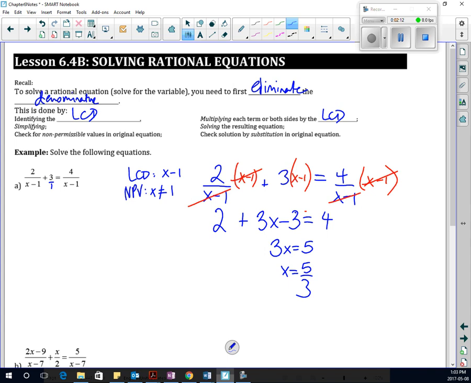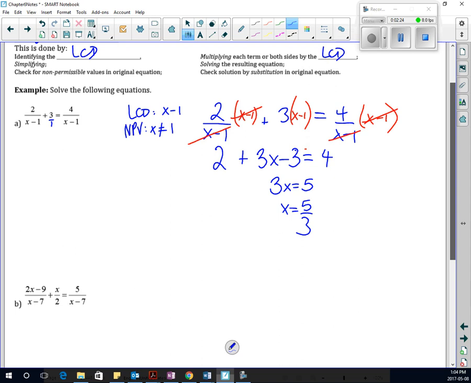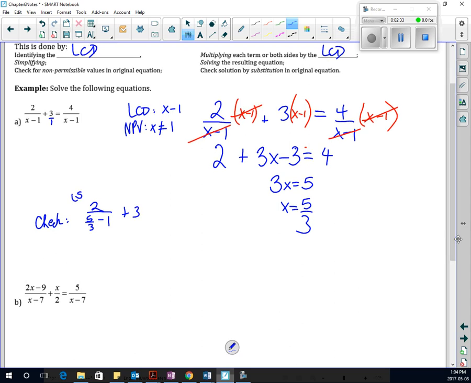And then you have to make sure that this works. 5 over 3 is a little bit harder one to check, but that's okay, we can still check. Check 2 over 5 over 3 minus 1 plus 3. This is my left side. So 5 over 3 minus 1, well 1 is 3 over 3. So this is 2 divided by, what's 5 over 3 minus 3 over 3? Well, that's 2 over 3. So plus 3, of course.